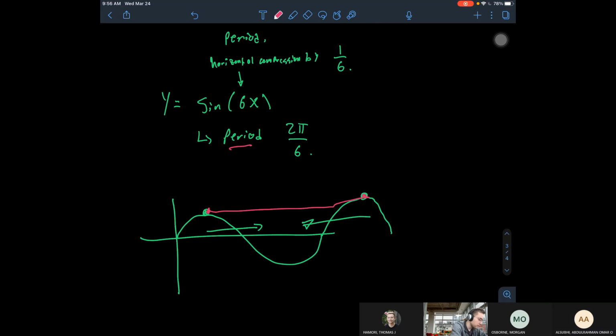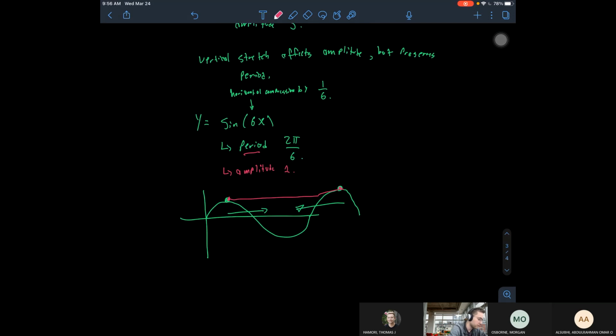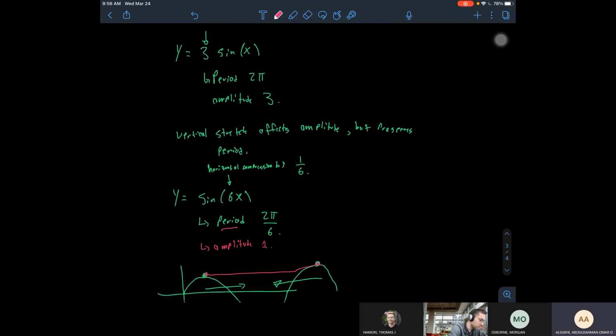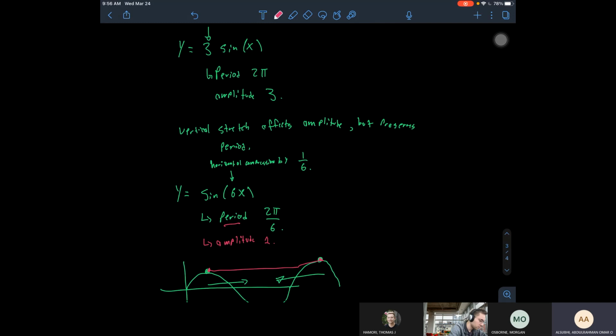All right? And what's the amplitude? It's 1. Still 1, hasn't changed. No vertical stretch. Okay. And yes, there is a question about the amplitude. Whenever we have an amplitude, we have to put it in absolute value. That's right.